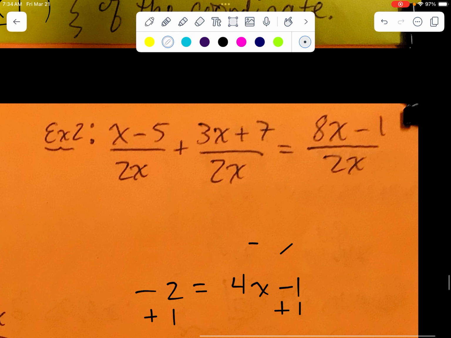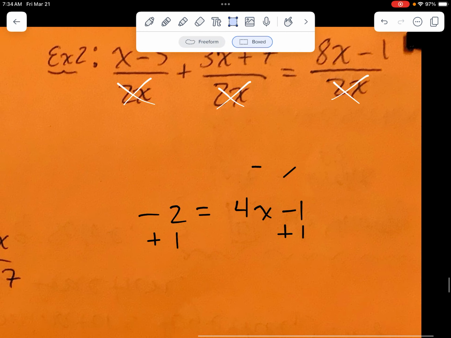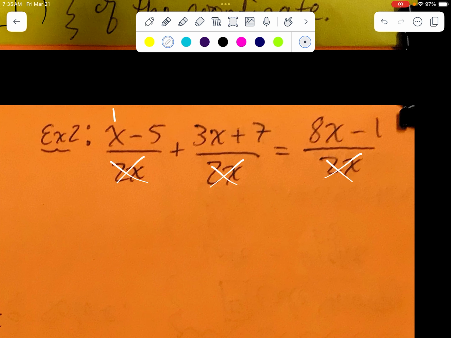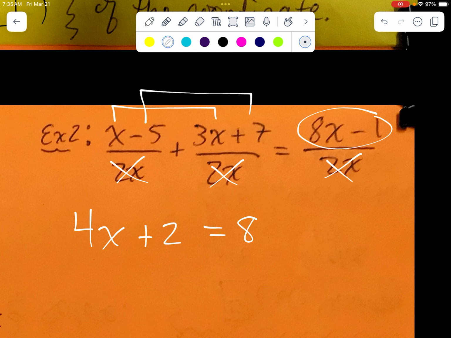If I look at example 2, you can see that the denominators are all the same. They're 2x. We can cross them out. So we're ready to combine like terms here. We're going to put the x's together. X plus 3x is 4x. -5 plus 7 is +2. And we're going to set that equal to the 8x minus 1.